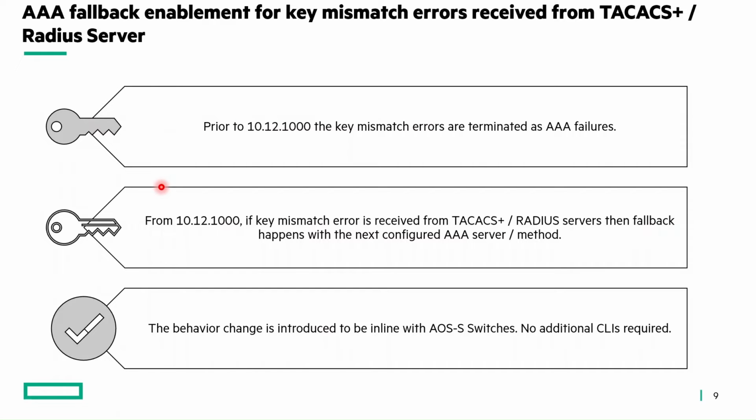But with the 10-12,000 release, even if a key mismatch error is received from the TACACS and Radius servers, we will fall back to the next configured AAA server in the list or the authentication method in the list. The reason for this behavior change is that we wanted to be in line with our AOS switches, and customers requested the change. For this behavior, there are no additional CLIs required. It is internally handled by the switch.